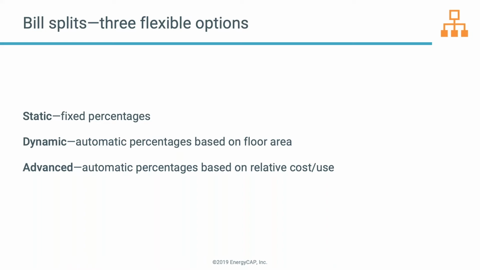We've also added a third option, an advanced bill split, that creates automatic percentages based on the relative cost or use of other bills that are in your system. This is really flexible in certain scenarios.